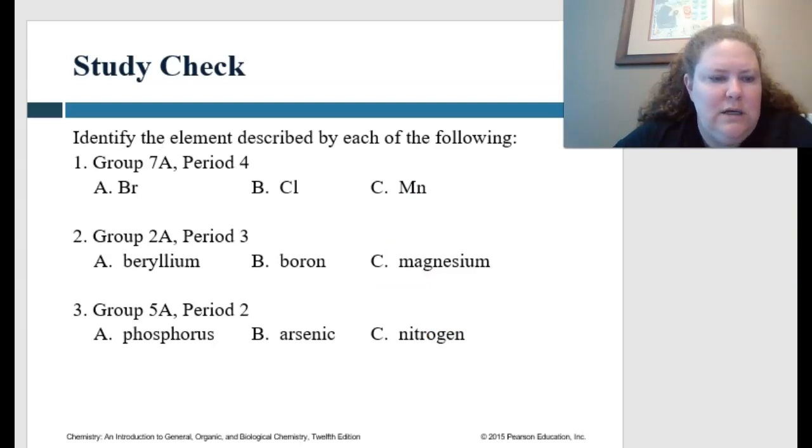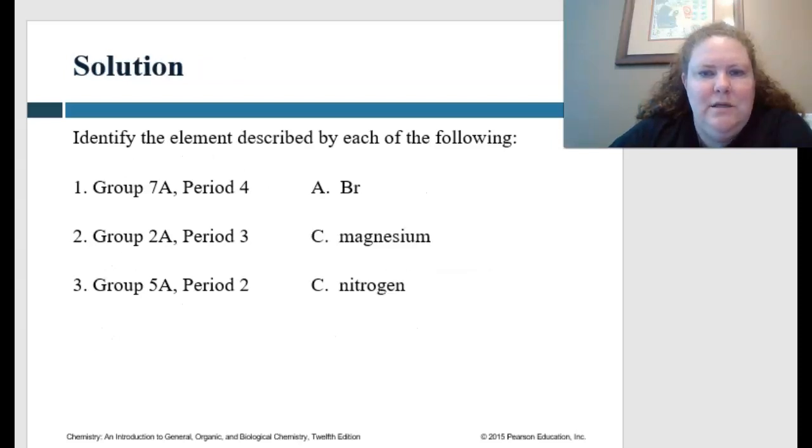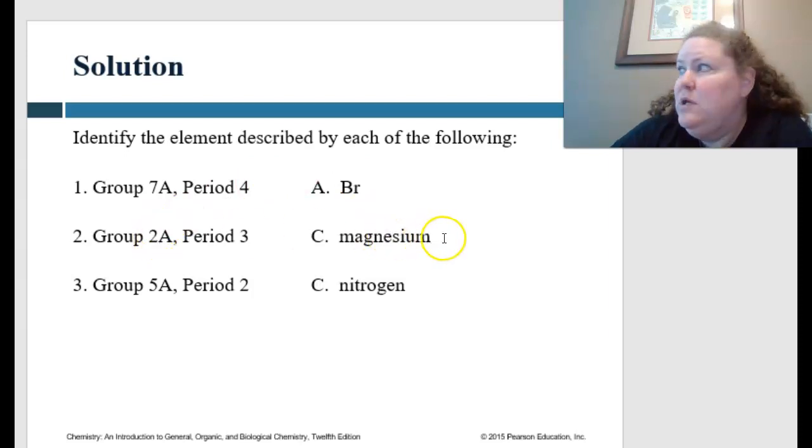So our study check now is going to be to identify the element described in each of the following. Group 7A, period 4; Cl; Mn. So pause me for a second and let's see how you did. All right, so what we were trying to identify was bromine for number 1. For 2 was magnesium, and for 3 it was nitrogen.